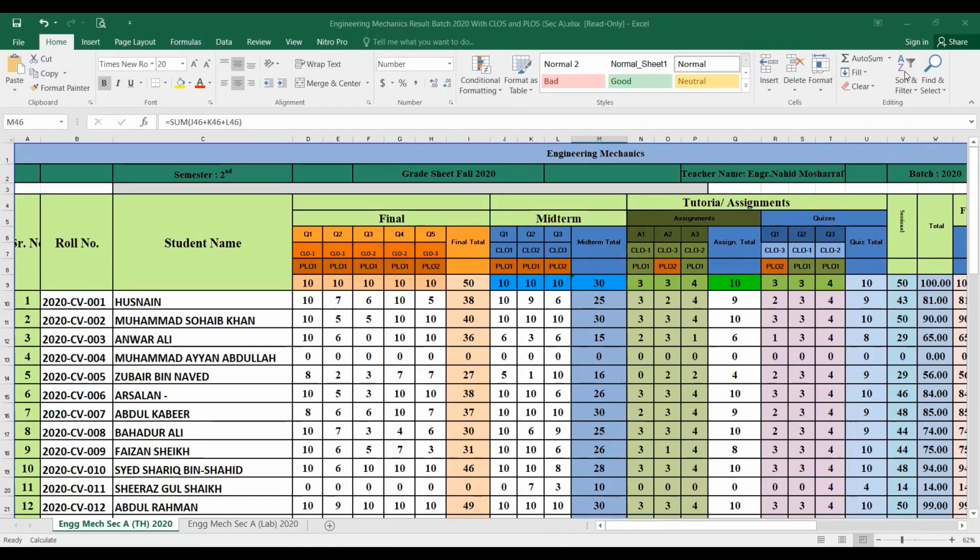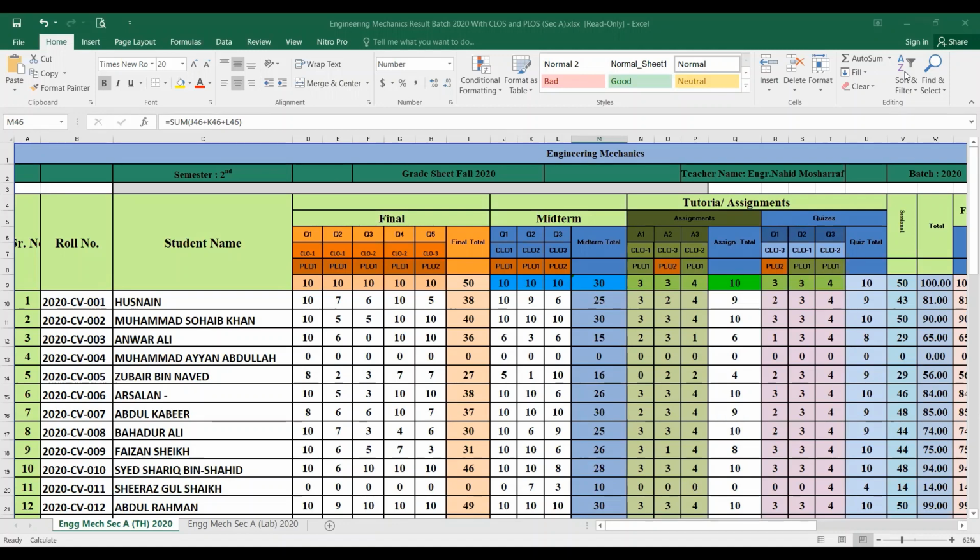Hello friends, in this video I am going to tell you about CLO and PLO calculation, because I am getting so many comments about it. How can we calculate the CLOs and PLOs on an Excel sheet?